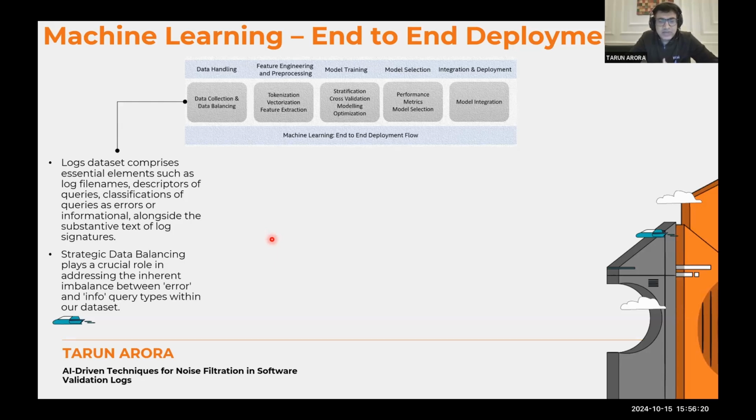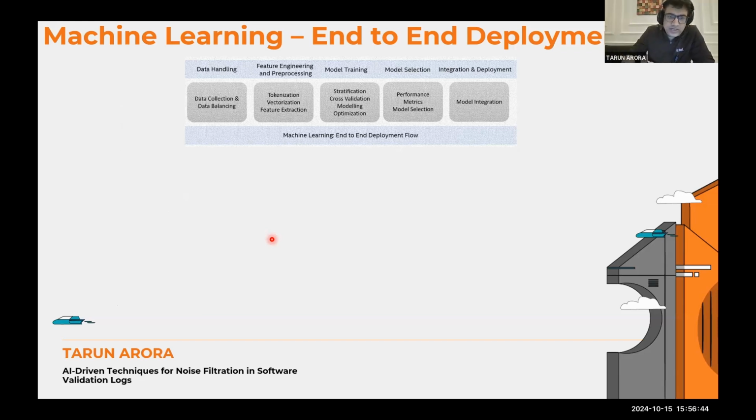Now in this case, what it means is that we have different kinds of signatures which are coming from the logs. 90 to 95% of those log signatures or prints are just noise. So the errors are probably 5% or even less than 5%. So it's a classic case of imbalanced data, and that's why you need some kind of handling there.